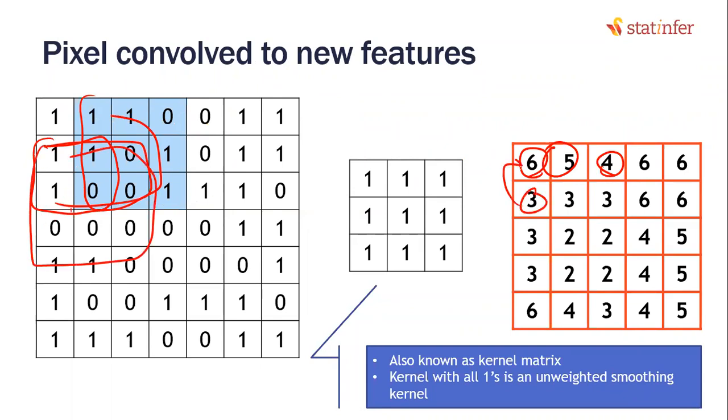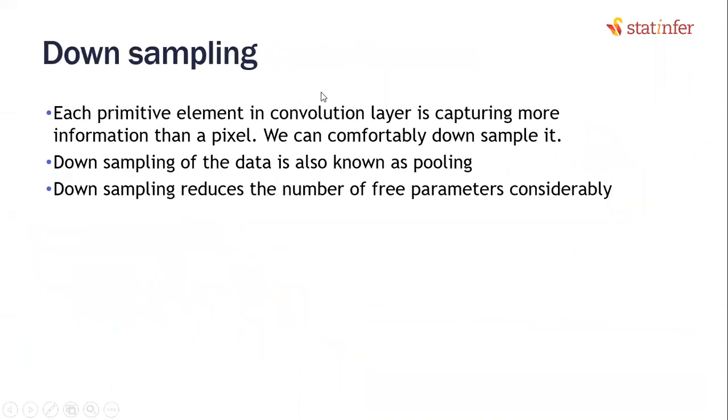This 3 contains a lot of info from 6. This 5 contains a lot of info from 6. This 4 contains a lot of info from 5. This 3 contains a lot of info from 3. There is a lot of duplication of information. That is why in the next stage we do something called down sampling, which doesn't really hurt our overall analysis. What is down sampling?